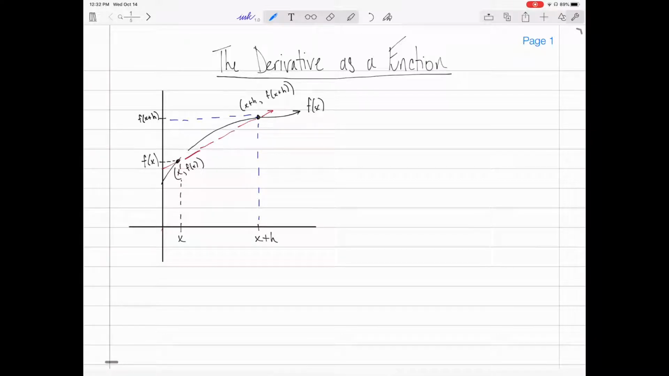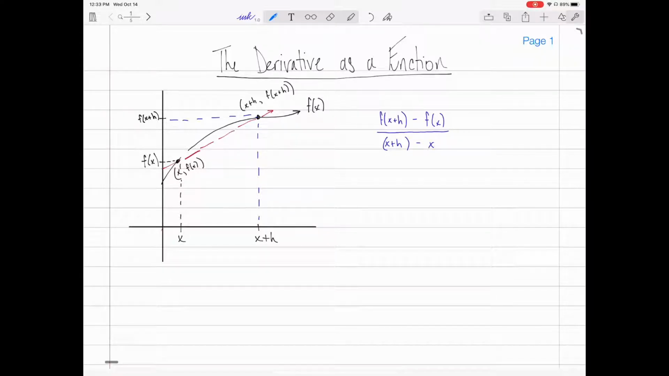Okay, so the secant line represents the average rate of change between those 2 points. So typically, we say the slope of the secant line is the average rate of change. So to go from that, it would be f of x plus h minus f of x divided by x plus h minus x. And this is really just the slope formula.